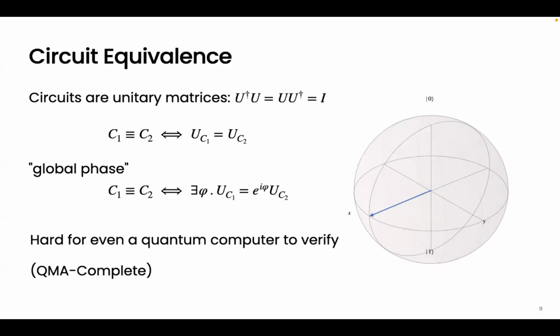And this is a hard problem. It's hard even if you have a quantum computer. This complexity class QMA, you can think of it as the quantum analog of NP. But this is going to be an important thing to do if we want to synthesize rules.